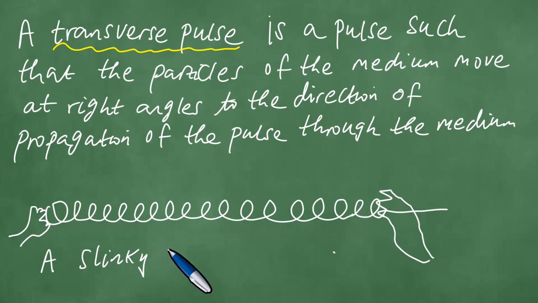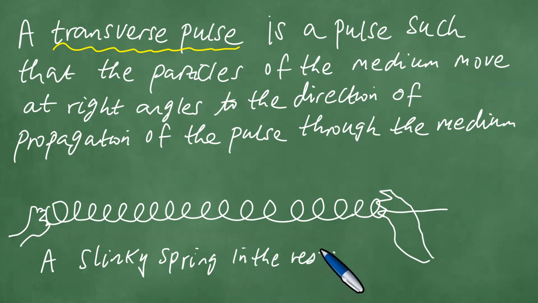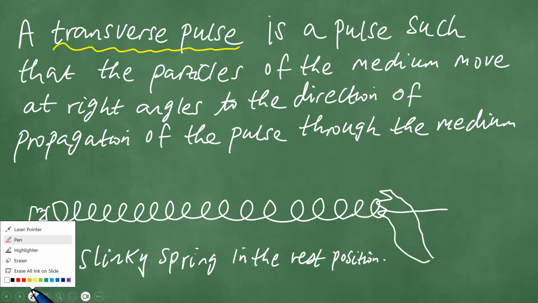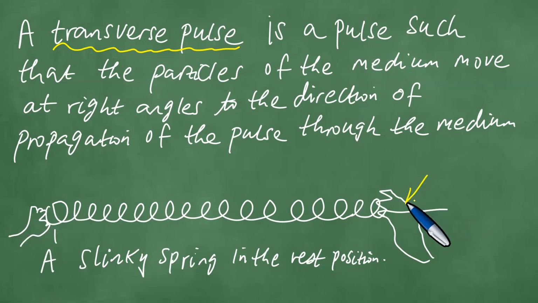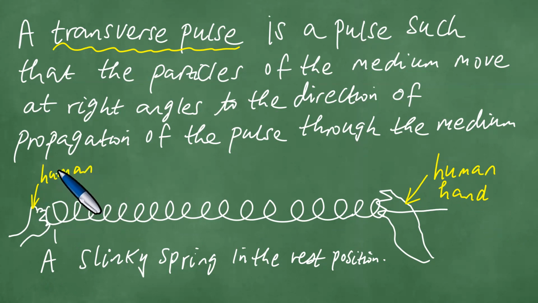But now this is the slinky spring in the rest position. Now, if you look carefully, the spring is just resting. You can consider this spring as resting on a tabletop. These things here are a human hand, and this one is also a human hand.